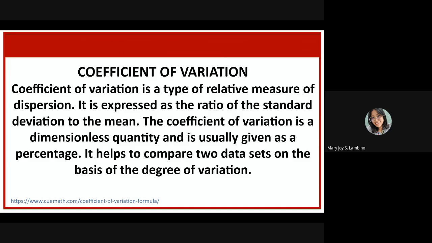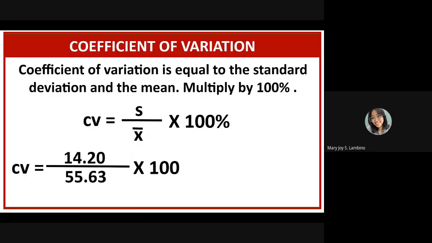So let's proceed to the coefficient of variation. Coefficient of variation is a type of relative measure of dispersion. It is expressed as the ratio of the standard deviation to the mean. The coefficient of variation is a dimensionless quantity and is usually given as a percentage. It helps to compare two datasets on the basis of the degree of variation. So coefficient of variation, represented by CV, is equal to the standard deviation divided by the mean, multiplied by 100%.